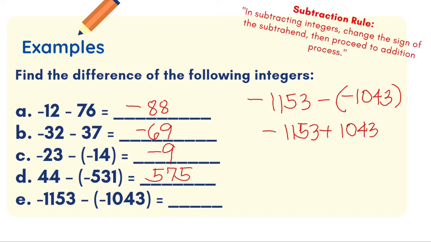Now we have addition of unlike signs. What we're going to do is to subtract then 1,153 minus 1,043. So, we will have 110. And we copy the sign of the number with greater absolute value. So, therefore, this is negative 110.